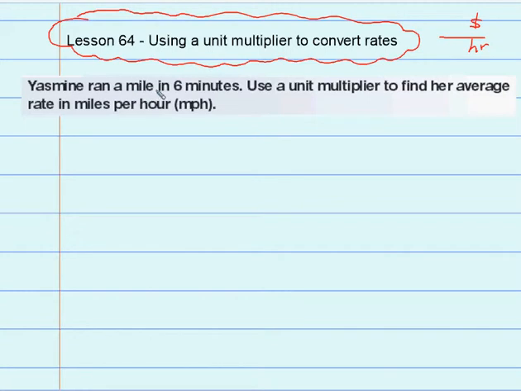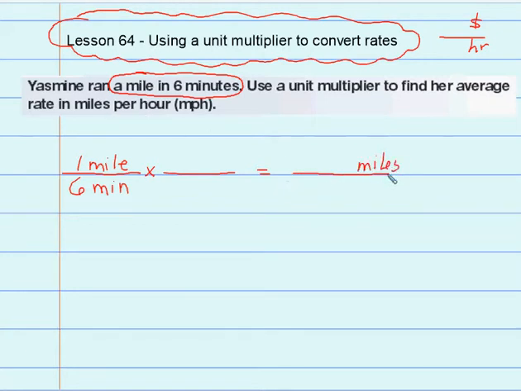Yasmin ran a mile in 6 minutes. Use a unit multiplier to find her average rate in miles per hour. Okay, so here is her rate right now. 1 mile in 6 minutes. Okay, so we start in miles per minute, and we're going to use a unit multiplier here so that we end up in miles per hour.